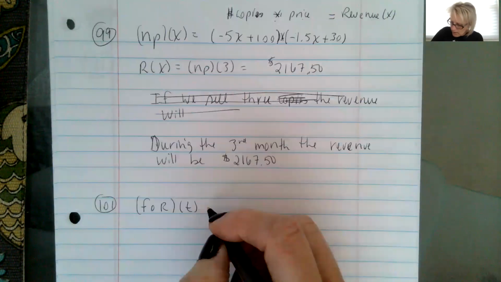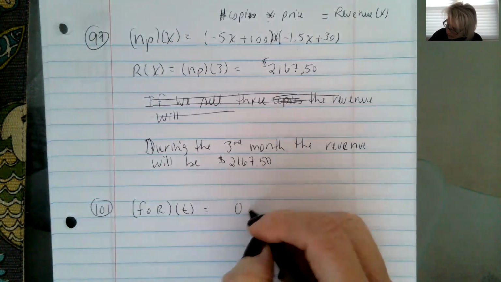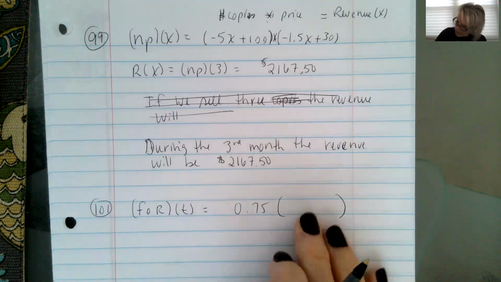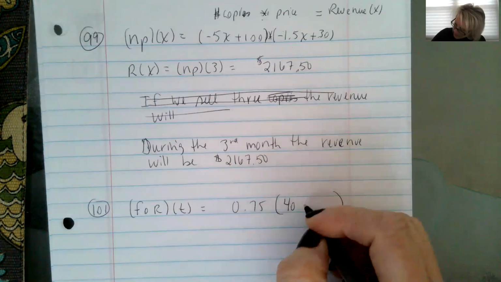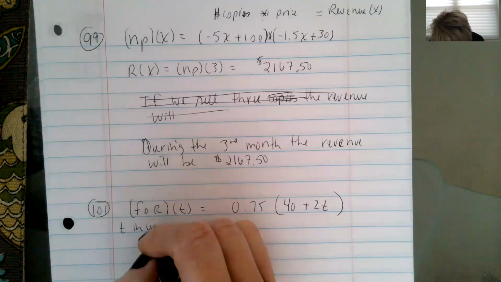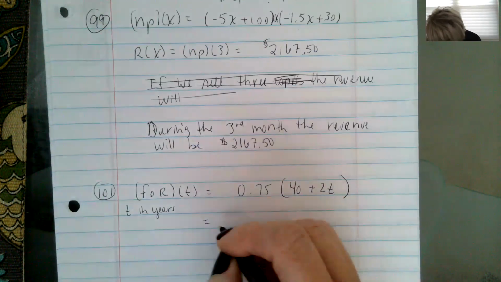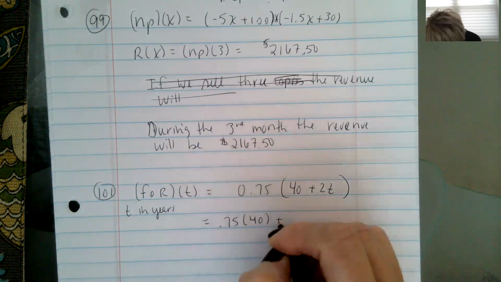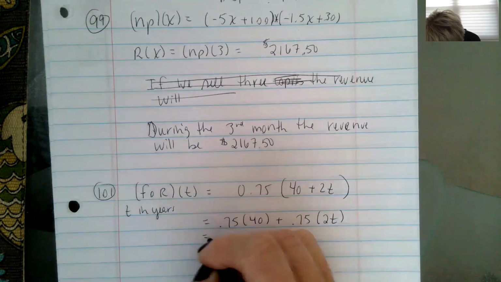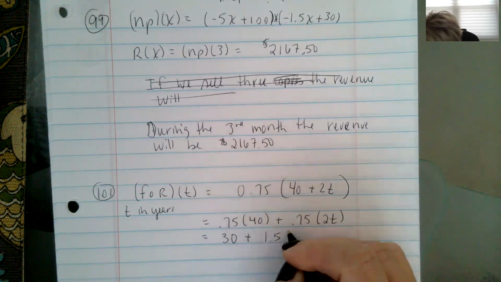So f composed with r. That means the function f is our big function. And the function f is going to be 0.75 times something. That's the big function of f. And that something is the revenue function of R, which is 40 plus 2T, where T is the number of years. Okay. So this is going to become 0.75 times 40 plus 0.75 times 2. So this should be 30 plus 1.5T.